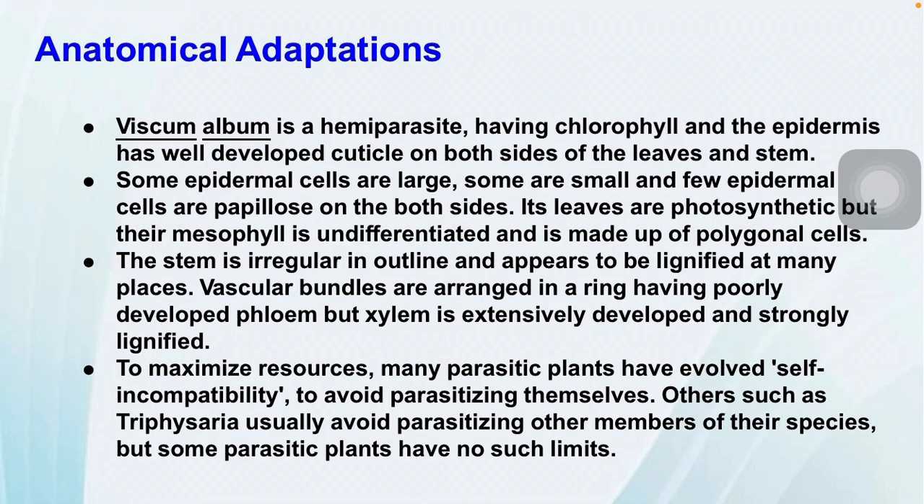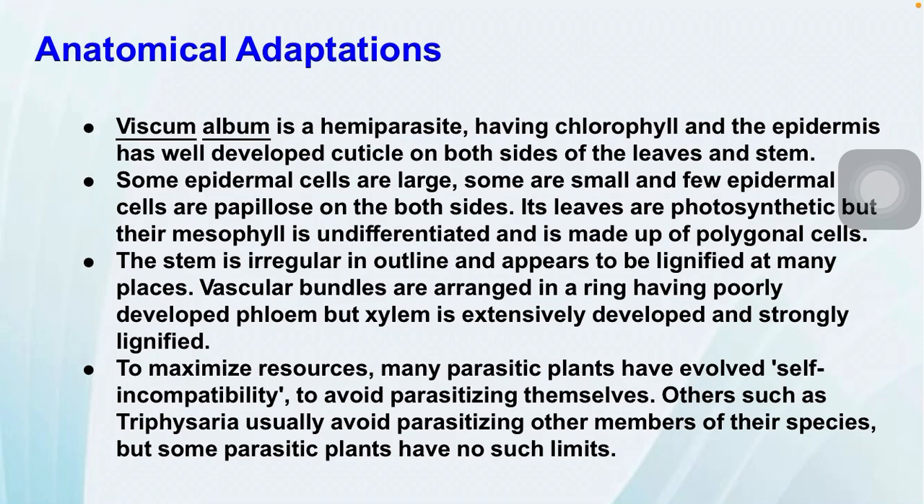Anatomical adaptations. Viscum album is a hemiparasite having chlorophyll, and the epidermis has a well developed cuticle on both sides of the leaves and stem. Some epidermal cells are large, some are small, and few epidermal cells are papillose on both sides. Its leaves are photosynthetic, but their mesophyll is undifferentiated and is made up of polygonal cells.